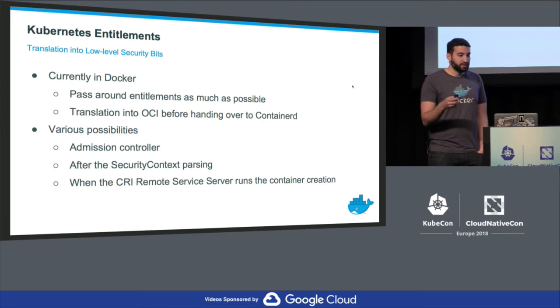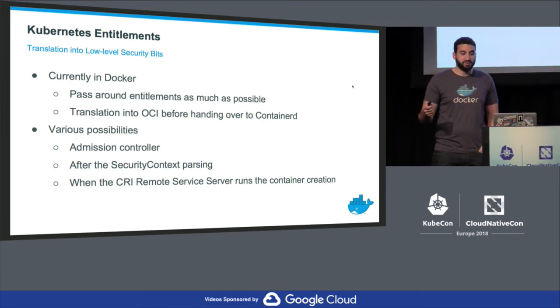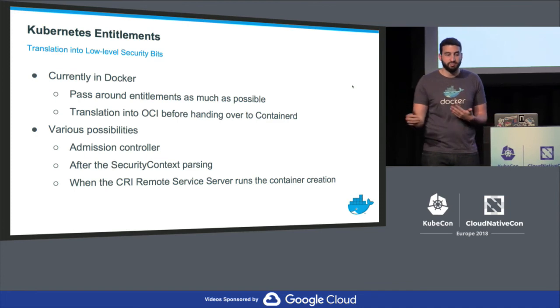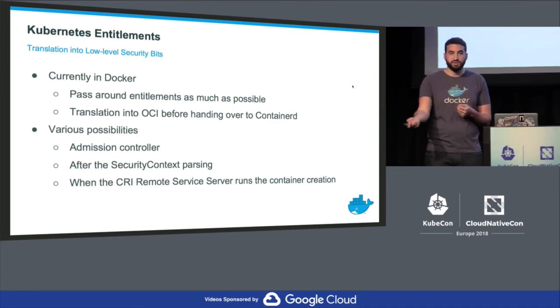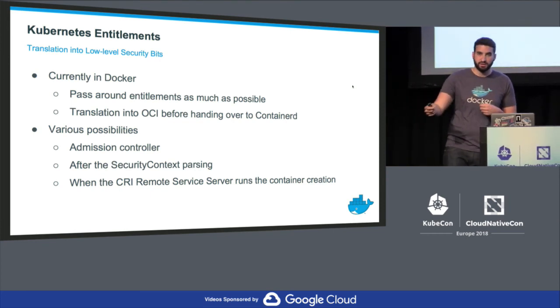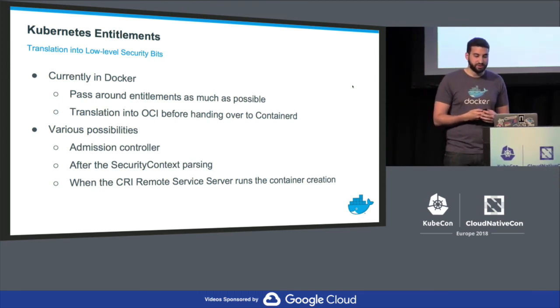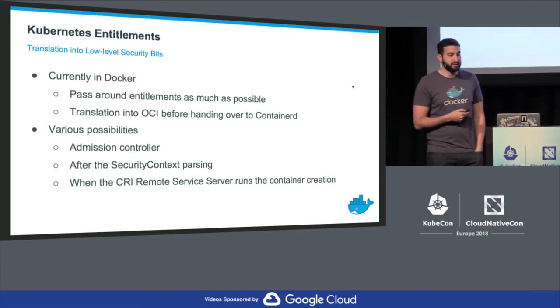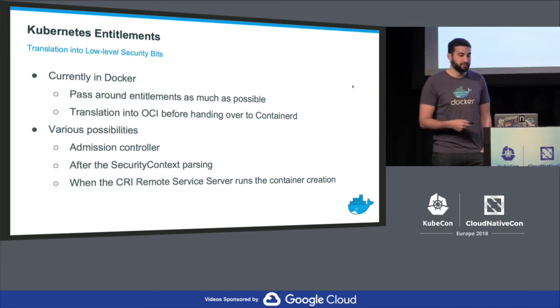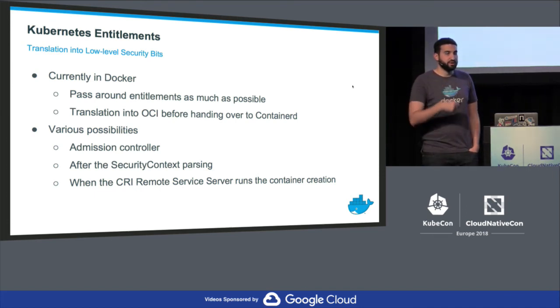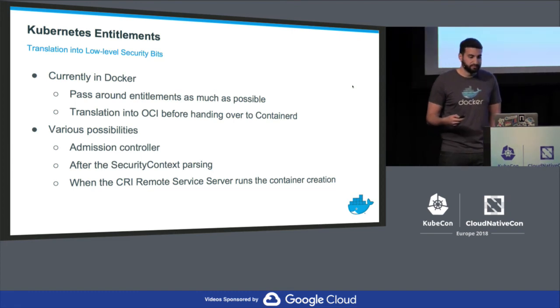And for the translation into low-level bits, currently in Docker, it's basically to keep security options in the form of entitlements as much as possible, and then the translation into low-level bits is done right before handing over to containerd, and then to runC, creating the container basically into OCI specs. Again, the admission controller would be the best place to do that. So if you have any opinion, feel free to share it on the libentitlement repository.